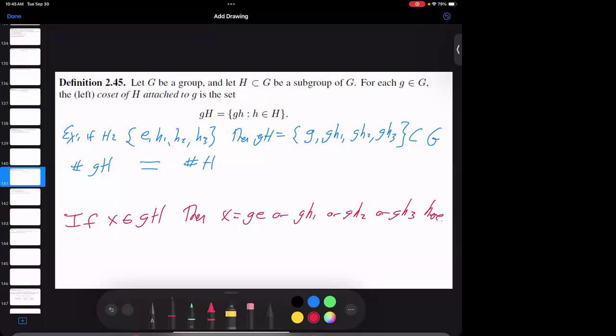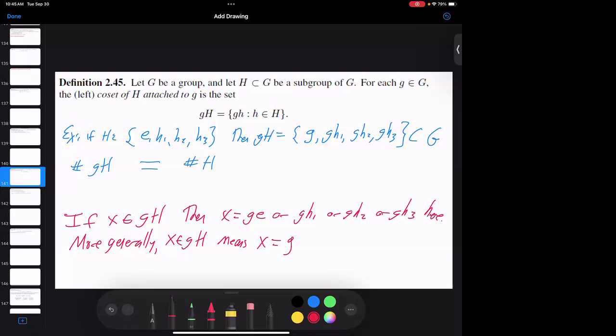More generally, x is in gH means x is of the form g times what? h. Or just some h for some h in H. We're just unwinding the definition. What does it mean for x to be in little g big H? It means there's some little h in H such that x equals g times h.